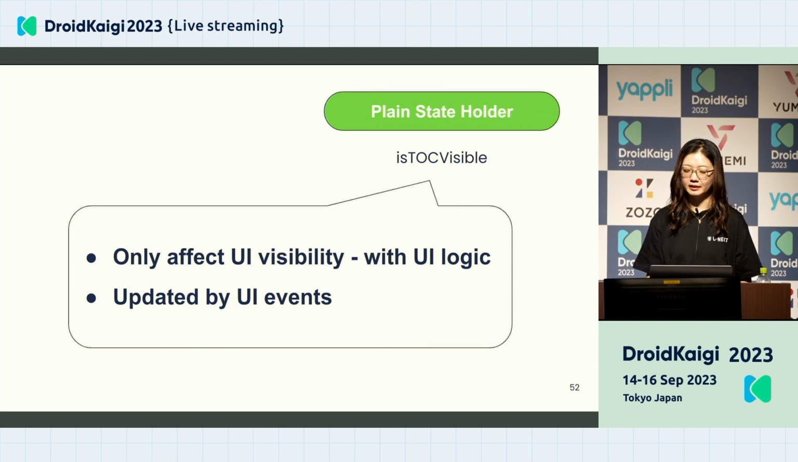Then let's see the example of isTocVisible. TOC stands for table of contents, which only affects UI visibility and is updated by UI events. So it can be handled in the plain state holder class.